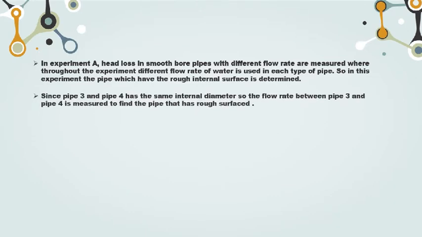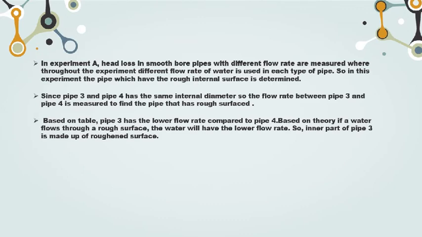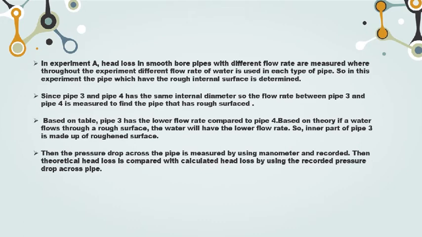Since pipe 3 and pipe 4 have the same internal diameter, the flow rate between pipe 3 and pipe 4 is compared. Based on the example, we found that pipe 3 has a lower flow rate. So we decide that the inner part of pipe 3 is made up of a roughened surface. Based on the theory, if water flows through a rough surface, the water will have a lower flow rate. Then the pressure drop across the pipe is measured by using the manometer. Then the head loss calculated by using the recorded pressure drop is compared with the theoretical head loss.